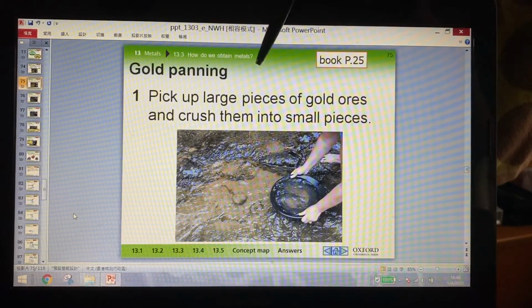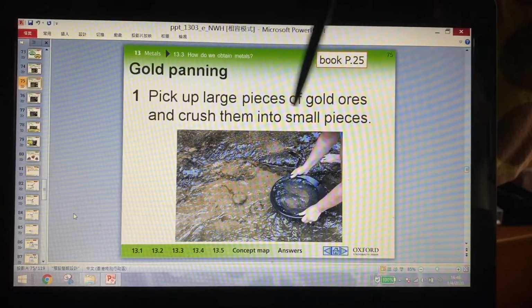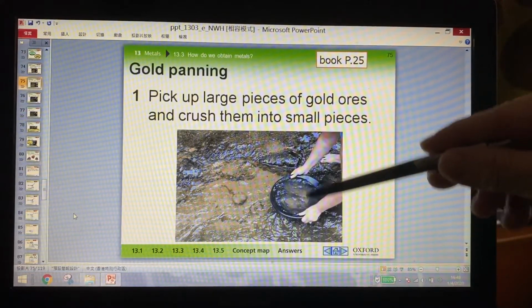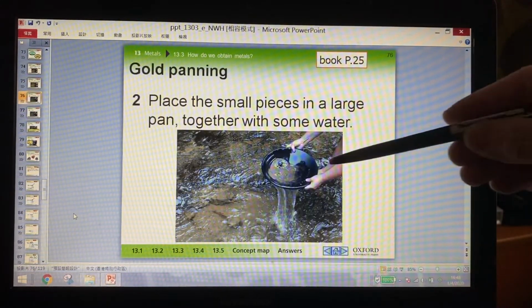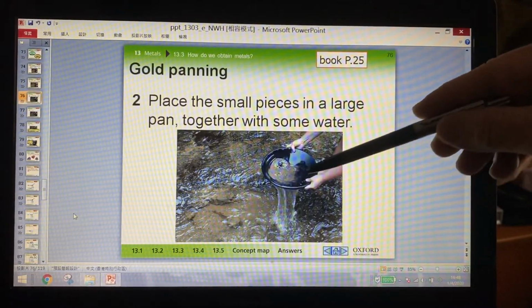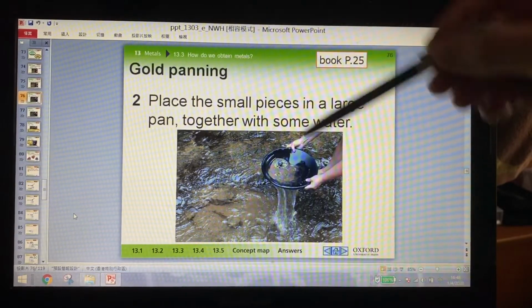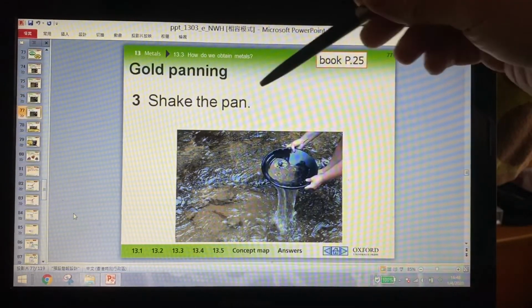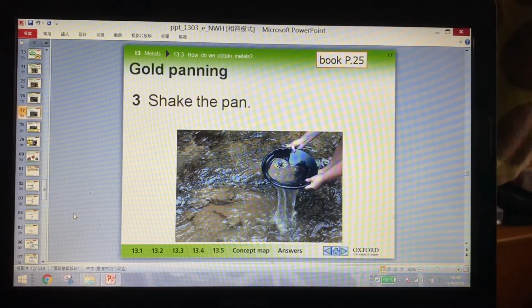So we pick up a large piece of gold ore and crush it into small pieces, maybe mixed with sand and mud. And then we place the small pieces in a large pan together with some water, and then we shake the pan. The water will bring the sand or mud away.